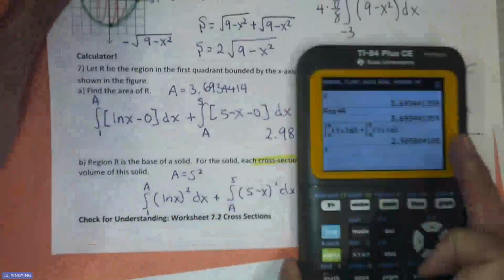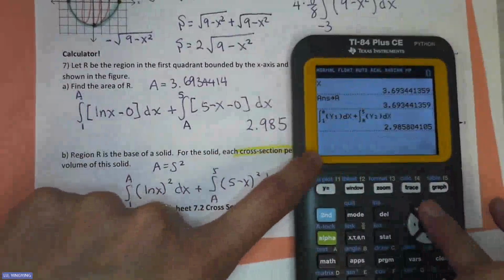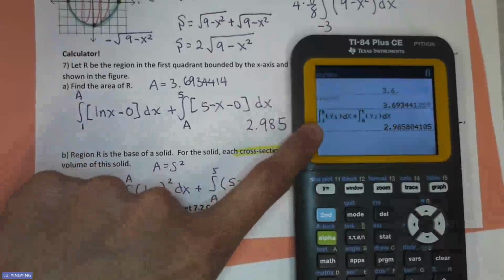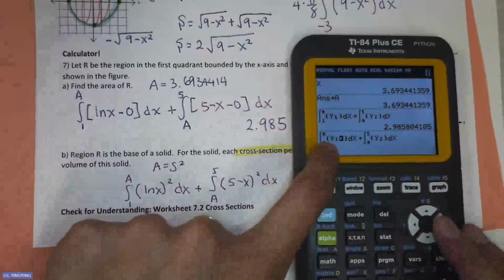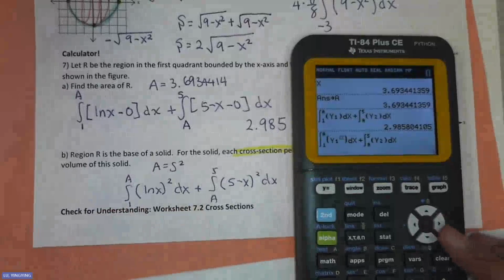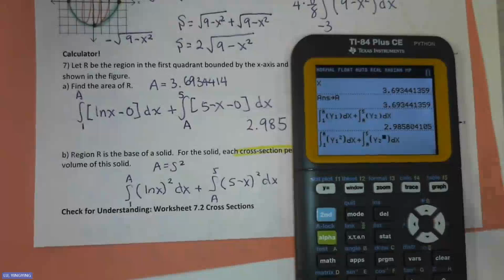Here's what I do on the AP test. You can even copy and paste. You know how you can go arrow up to copy this? All you need to do is square each one. You don't even need to retype it. I just do this and then square, type this and square, and then boom, it gives me the answer.